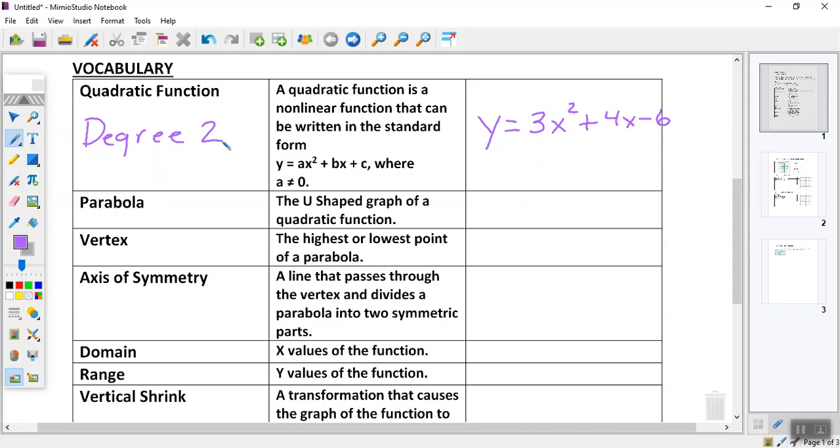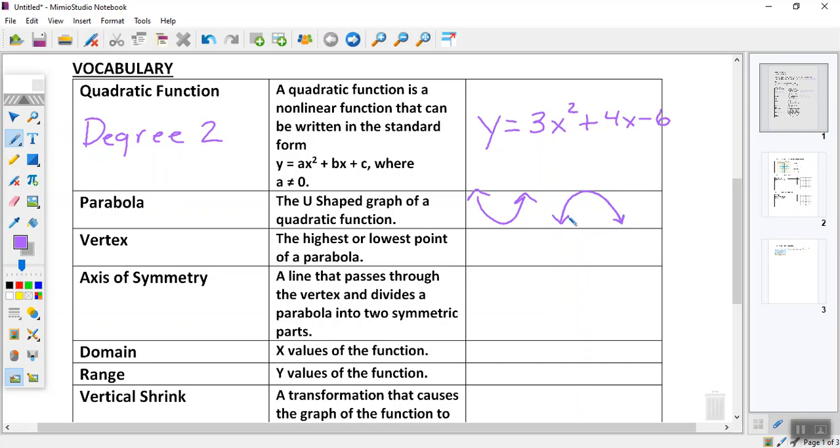It was great. The U-shaped graph of a quadratic function is known as a parabola. This parabola is basically the shape of the graph. That's a U shape, okay? Or it can also be what else, kids? Like an arch, right? Okay, so those are the shapes you're going to see on graphs today.